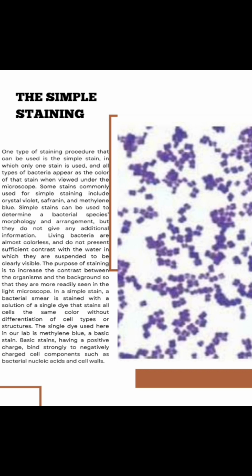In a simple stain, a bacterial smear is stained with a solution of a single dye that stains all cells the same color without differentiation of cell types or structures. The single dye used here in our lab is methylene blue, a basic stain. Basic stains, having a positive charge, bind strongly to negatively charged cell components such as bacterial nucleic acids and the cell wall as well.